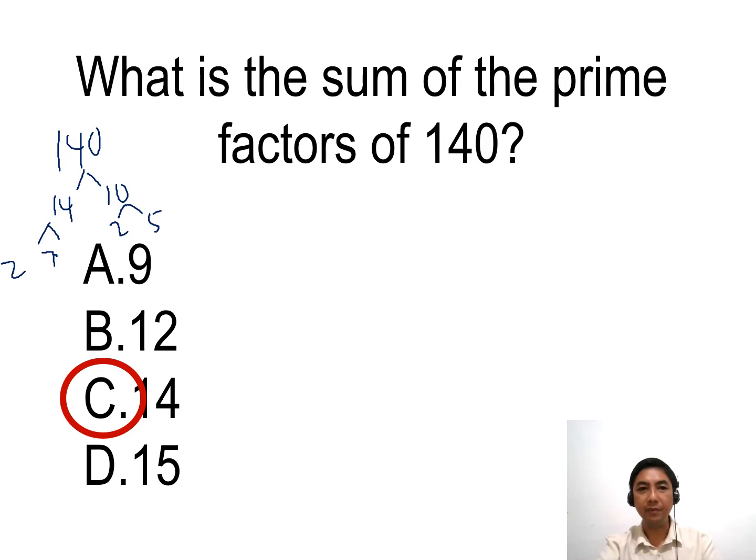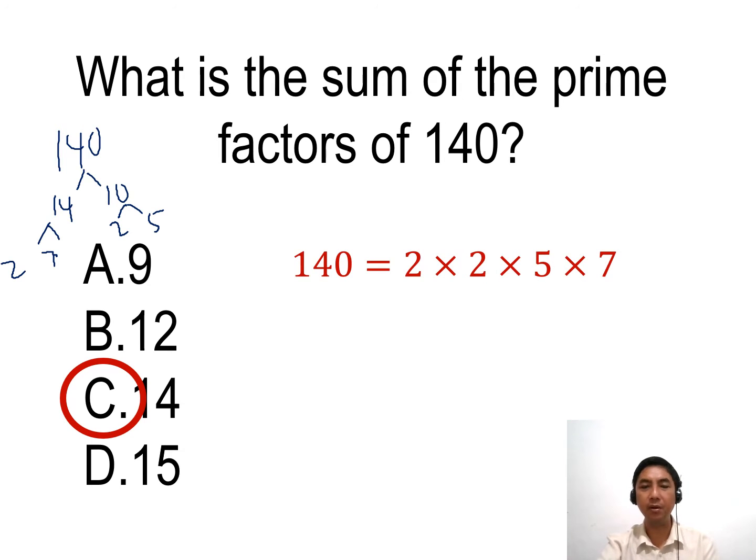10 can be 2 times 5, so 2 and 5 are already prime numbers. So the prime factorization of 140 is 2 times 2 times 5 times 7. Therefore, the prime factors of 140 are 2, 5, and 7. If you add them, 2 plus 5 plus 7, that is equivalent to 14. So that's why the answer is letter C.